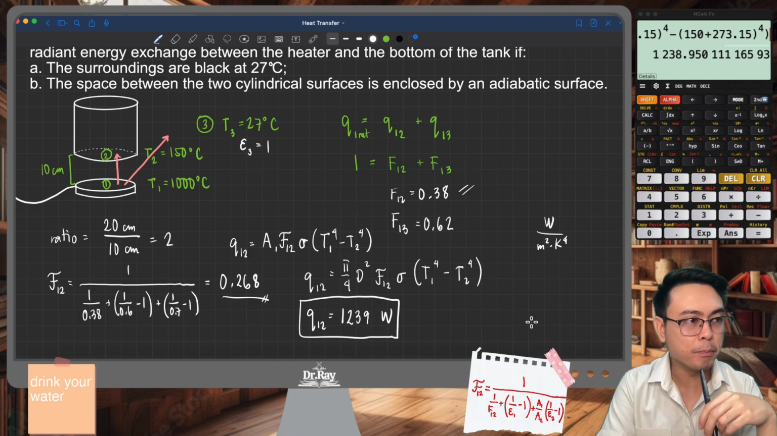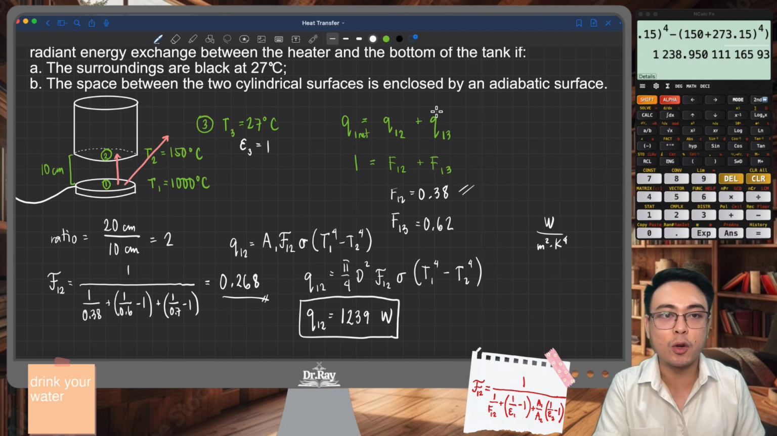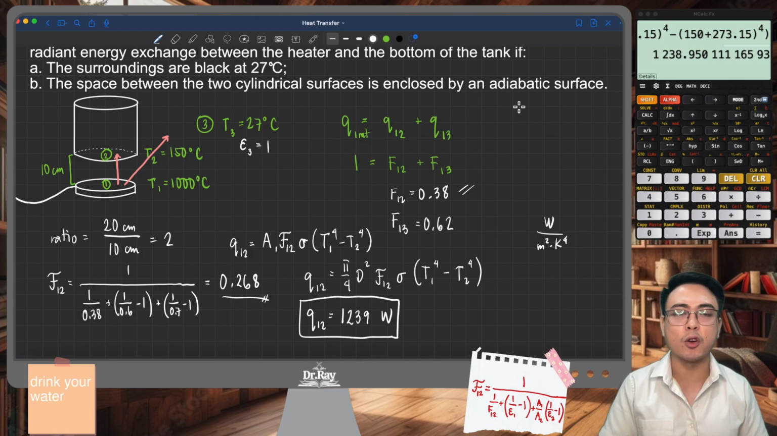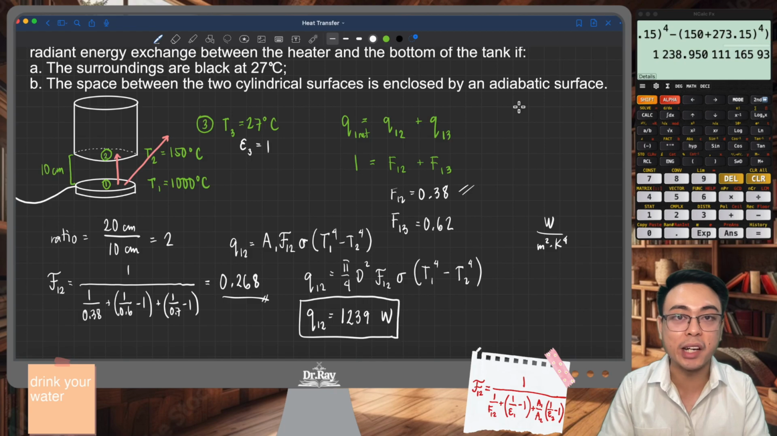Now for letter B, it's still the same system, but now the space between the two cylindrical surfaces is enclosed by an adiabatic surface. So what do we mean by this? When we say that it's enclosed by an adiabatic surface, we just mean that we are including a material that is non-conducting but is re-radiating.